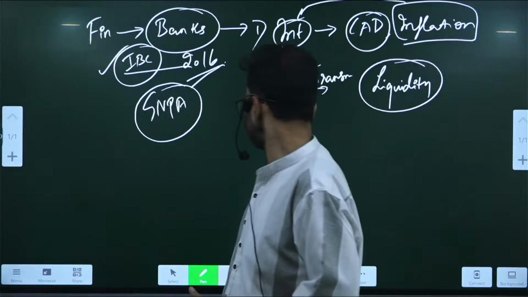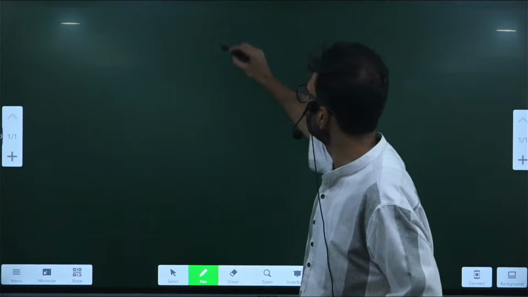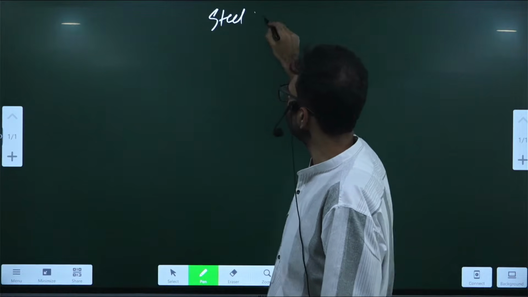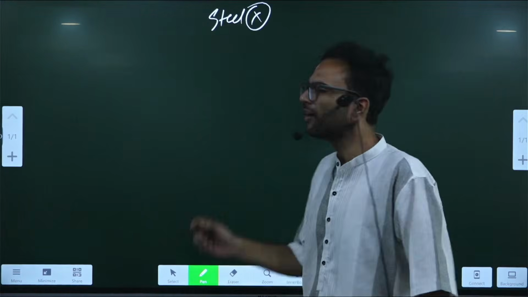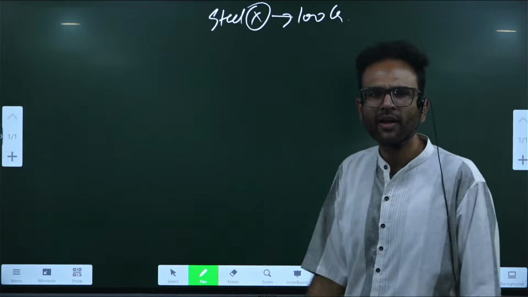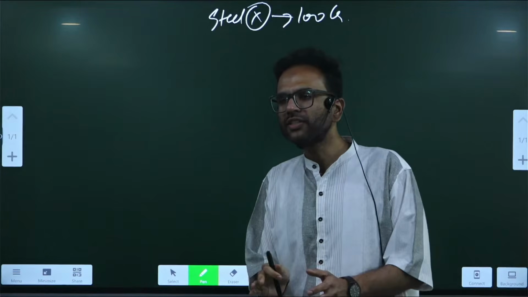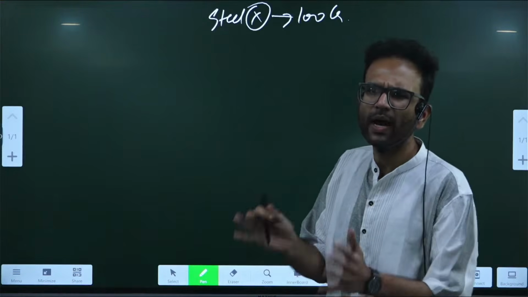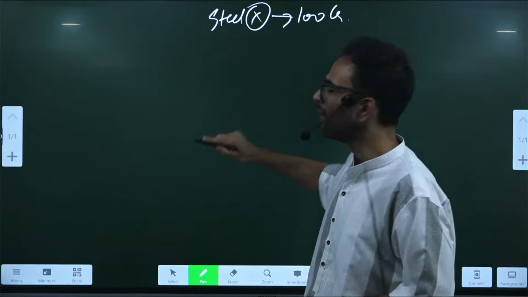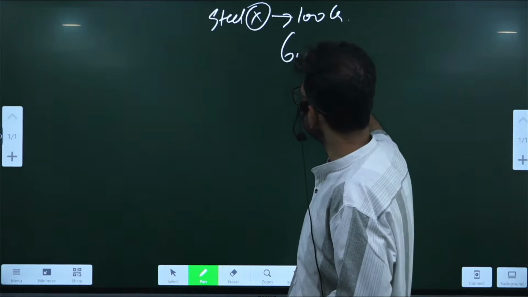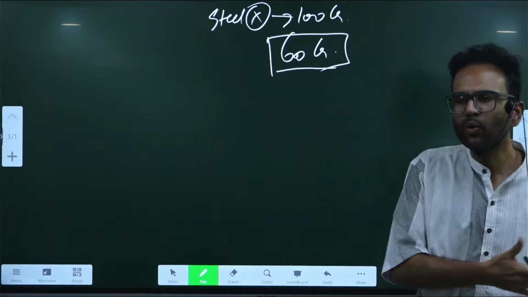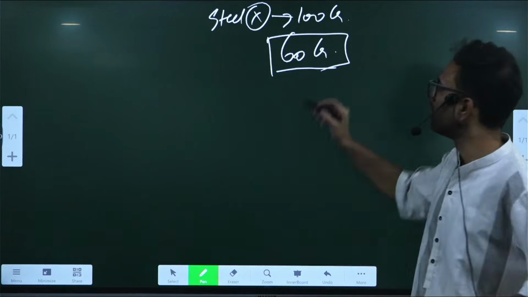Let's say there is a company called a steel factory or steel maker, let's say Steel X. This company borrowed 100 crores. It thought it would do business, but it is not doing so. Today, as of now, see the valuation. An independent valuator comes and sees what the present valuation of this company is, and that valuator will say 60 crores.